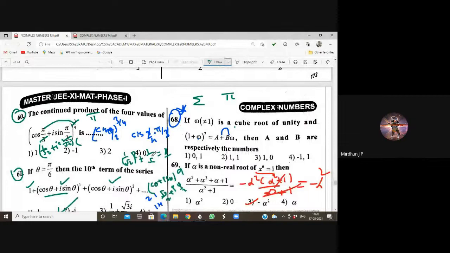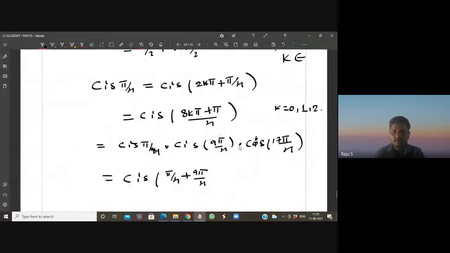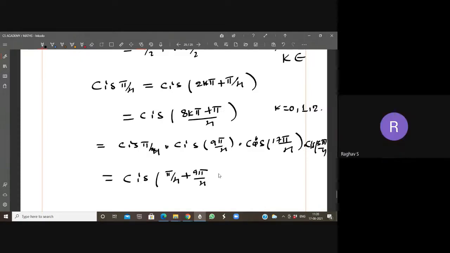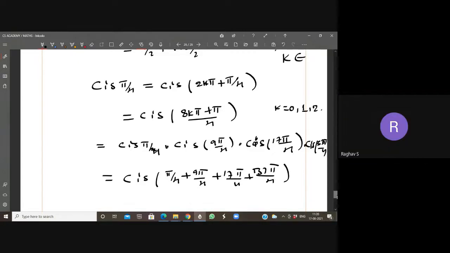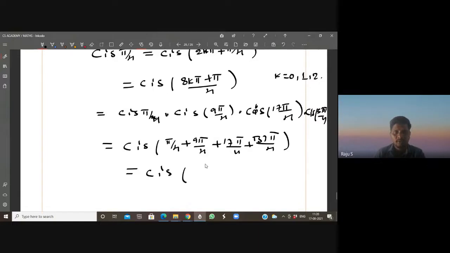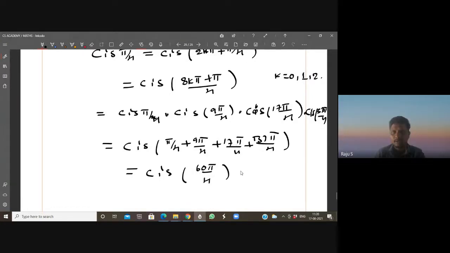Continuously 4 values only they asked. We have to take one other value, as you said. Absolutely. Then tell me what is the next value: 33 pi by 4. Now 17 pi by 4 plus 33 pi by 4 gives 50... we have 60 pi by 4, which is 15 pi.